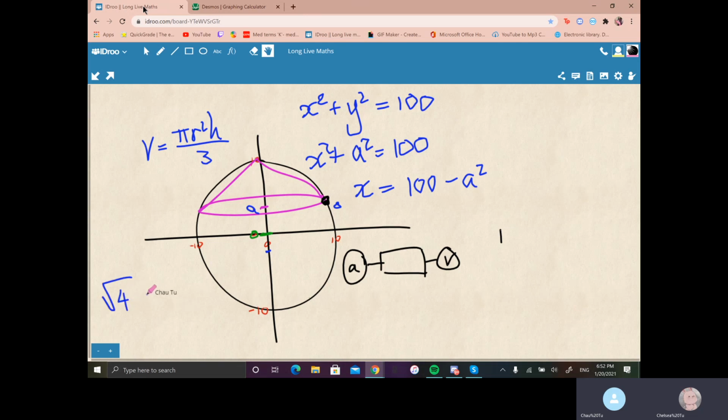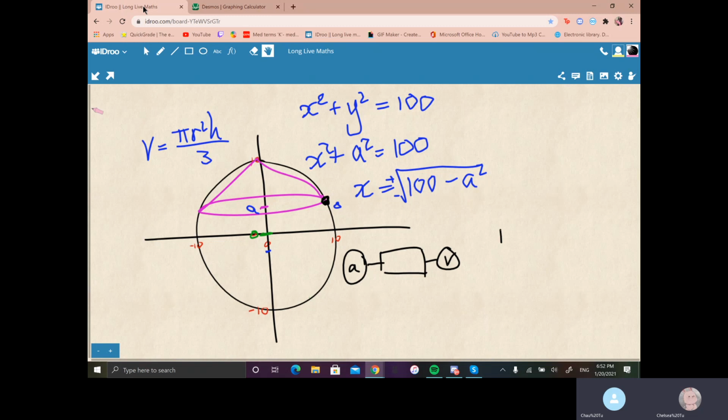And negative 2? Yeah, negative 2. So you get two versions, right, Chelsea? So it's plus or minus the square root of 100 minus A squared. Yeah, so it's basically plus and minus.